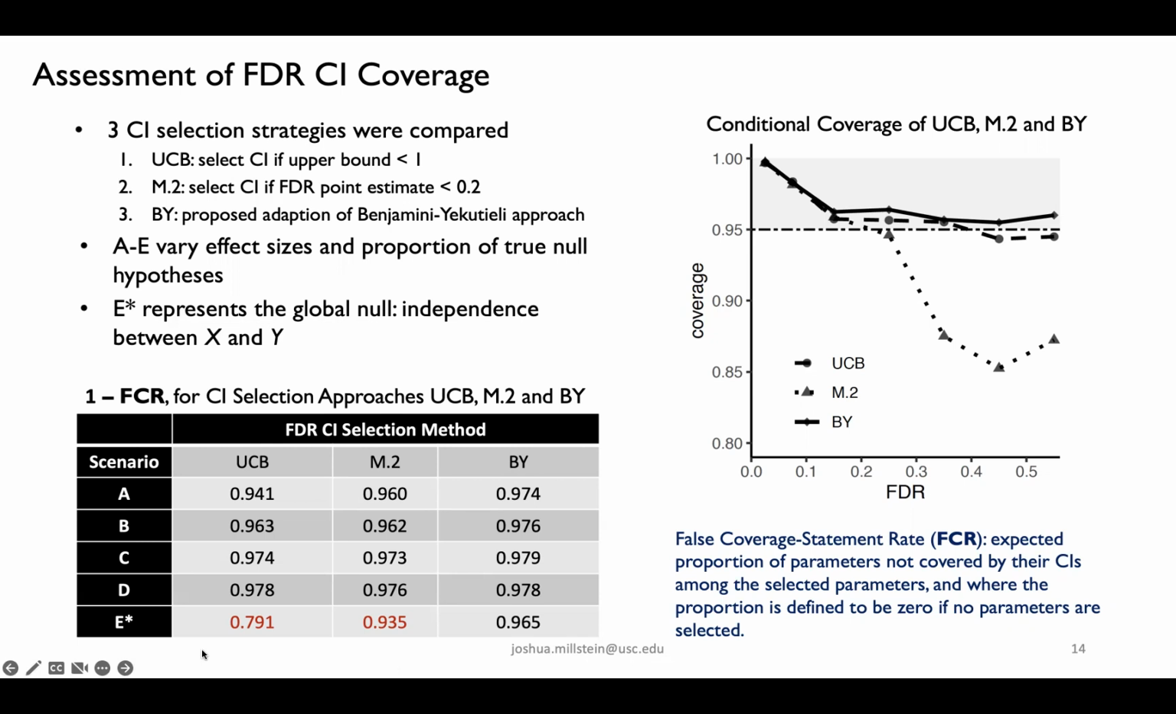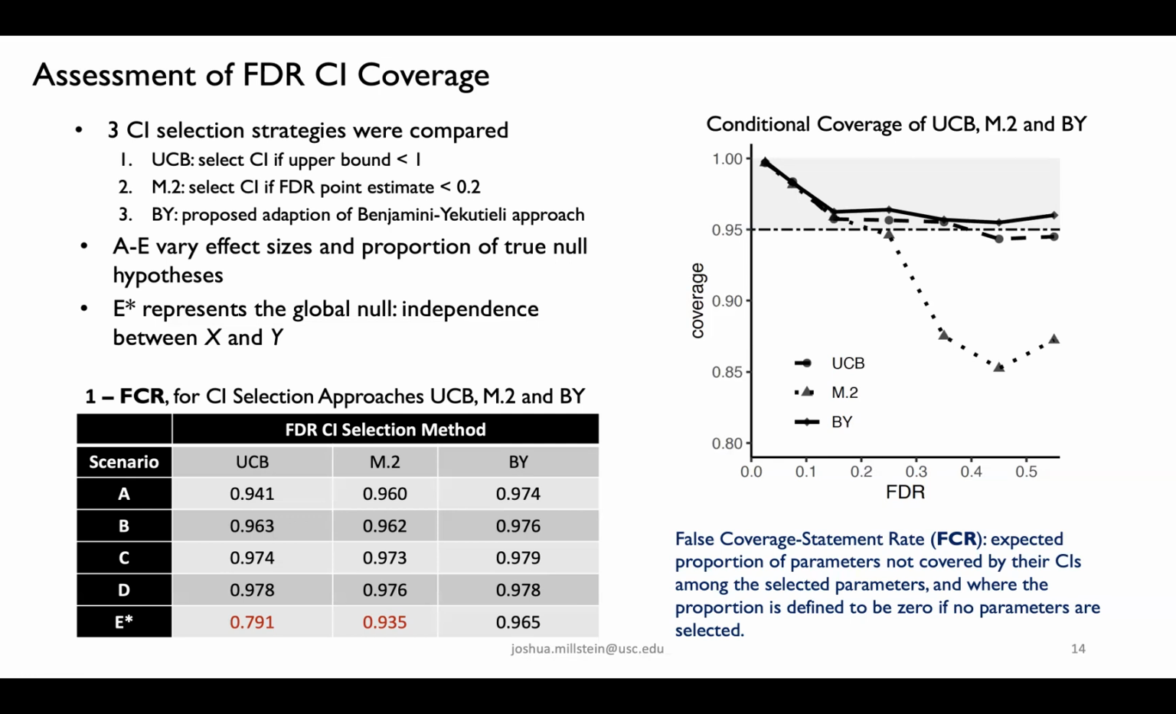For the global null scenario though, E, there's an obvious problem with the upper confidence bound approach. And there's also a problem with selecting the interval if the point estimate is 0.2 or below. That also generates a problem. So coverage is low, anti-conservative. But we see that the BY approach, the proposed approach, does a good job of controlling coverage under the global null.